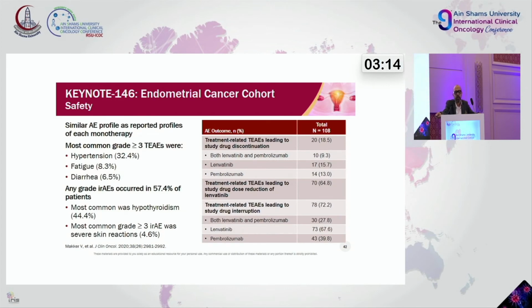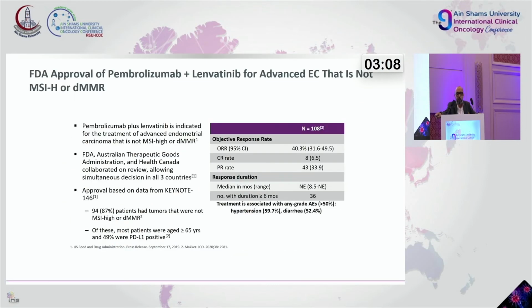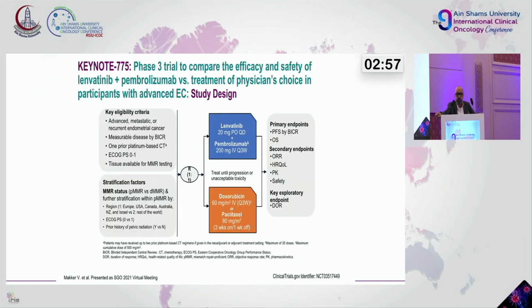This is the adverse event profile as reported for lenvatinib plus pembro. This has led to the approval of pembro plus lenvatinib for advanced endometrial cancer that is not MSI high or deficient mismatch repair as second-line therapy. Here is the KEYNOTE-775, and we are waiting for the result.